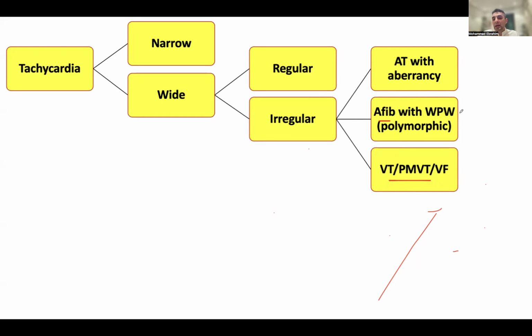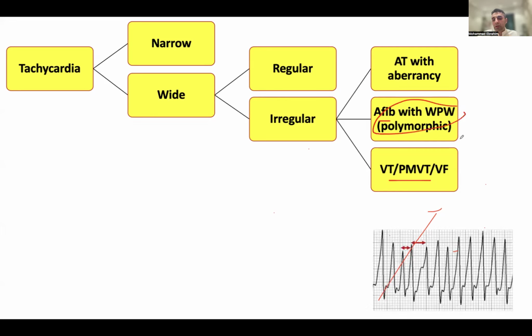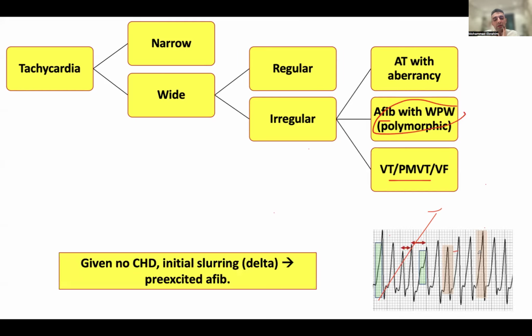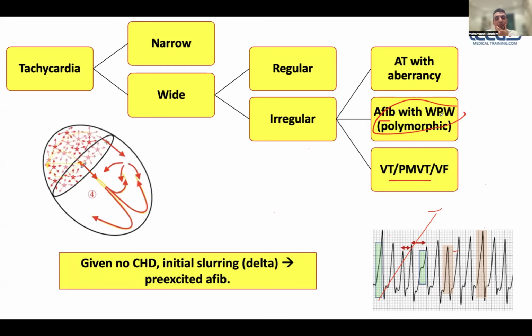In pediatrics you want to think about this differential mainly. So this patient, in this case, is irregular, and you can see the onset is slurred. It's like a big delta wave at the onset of the tachycardia. Anyways, this patient has a normal structural heart, and there's no family history of channelopathies or anything. So AFib with WPW was highly on the list.